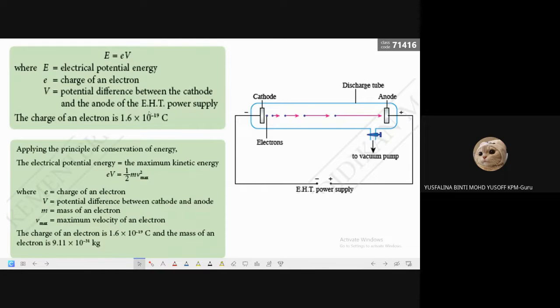Then, applying the principle of conservation of energy, we assume that the electrical energy is the same as the kinetic energy. So eV is equal to half mv squared. e is the charge of the electron, V is the potential difference, m is the mass of the electron, and v squared is the velocity, the maximum velocity of an electron. So this is the formula.